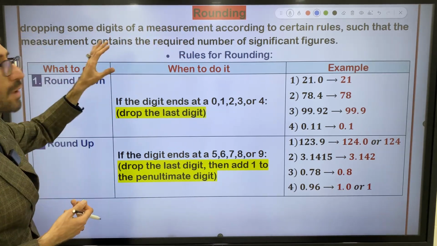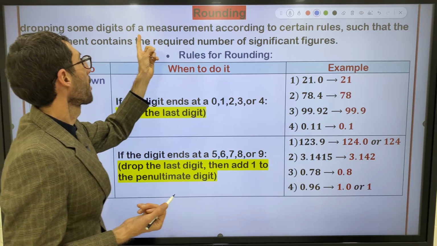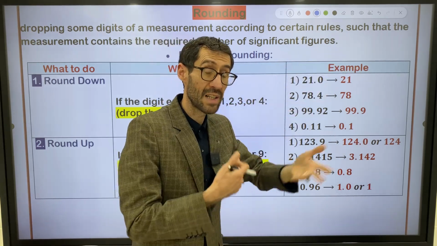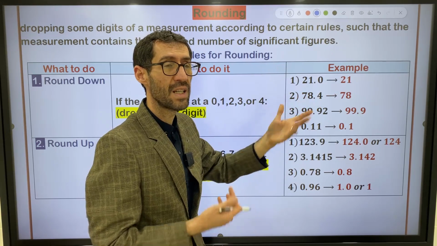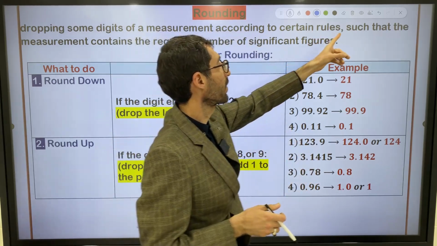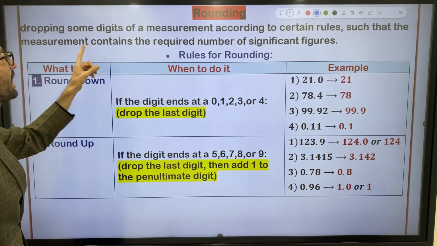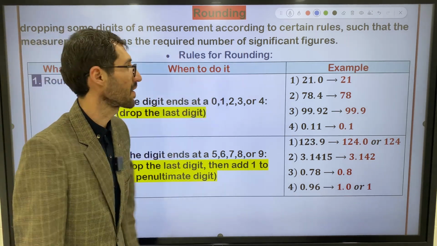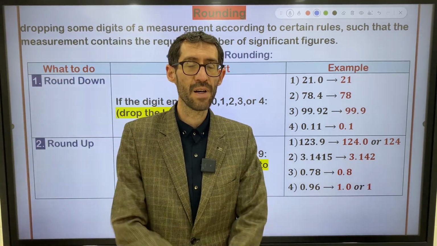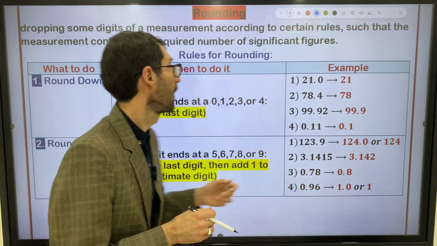Let me read the rounding definition for you. It says removing some digits of a measurement according to certain rules. We have a rule here as well, like significant figures. We cannot drop the figures randomly. We have a rule, right? Rounding is a systematic method such that the measurement contains the required number of significant figures. So in general, simply we can say rounding is dropping some digits from the measurement based on a certain rule.